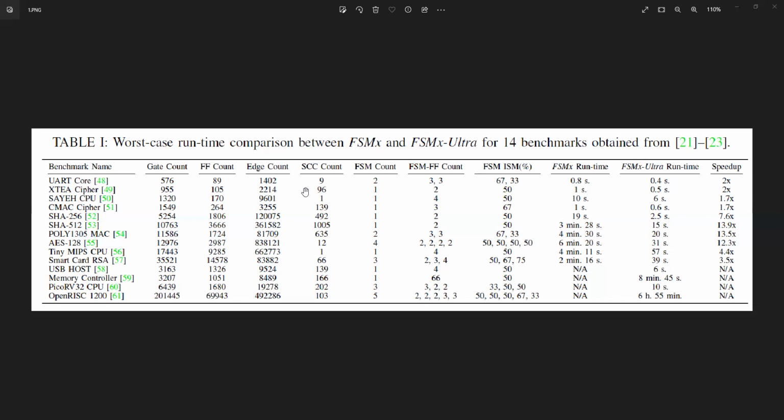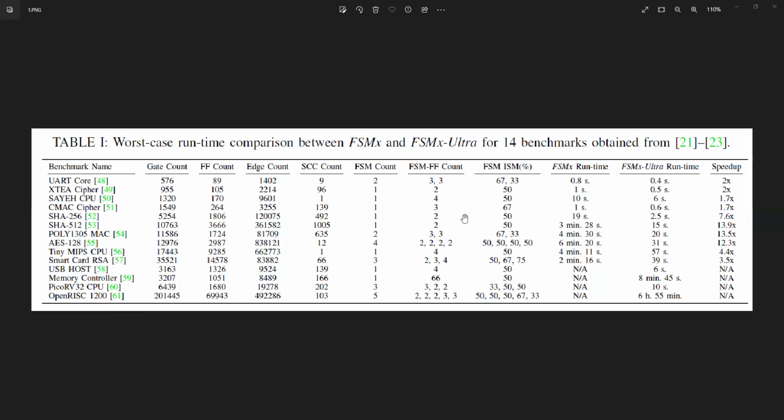For example, the OpenRISC 1200 core, which has around 500,000 plus NAND gate equivalent gates, is really extremely complex. So you cannot analyze that with FSMx, but it is possible using FSMx-Ultra. That you can clearly see in the table presented here. So these two reasons make FSMx-Ultra unique compared to FSMx.